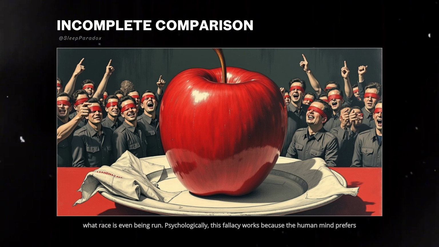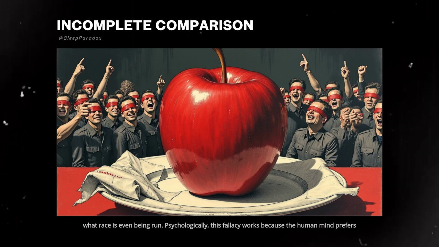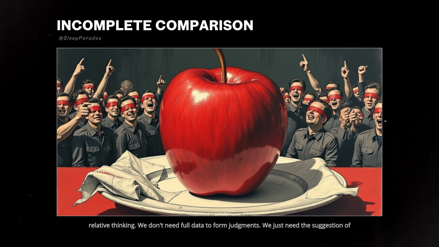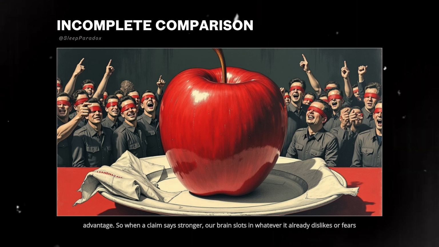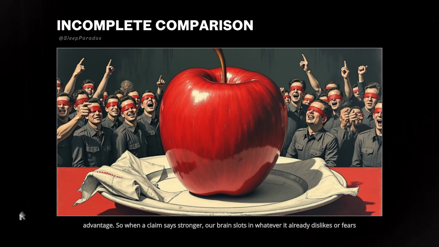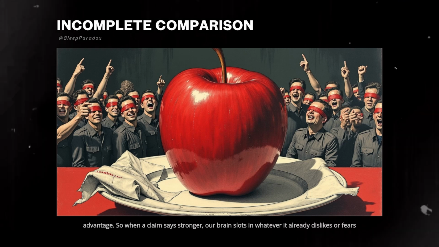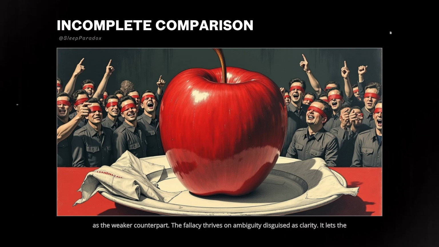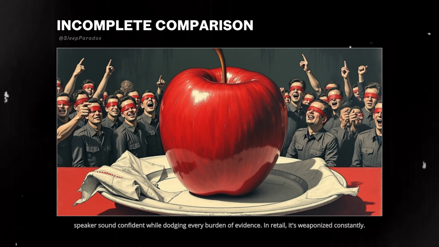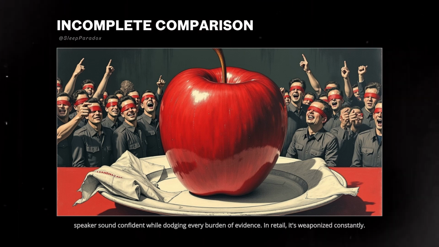Psychologically, this fallacy works because the human mind prefers relative thinking. We don't need full data to form judgments. We just need the suggestion of advantage. So when a claim says stronger, our brain slots in whatever it already dislikes or fears as the weaker counterpart. The fallacy thrives on ambiguity disguised as clarity. It lets the speaker sound confident while dodging every burden of evidence.